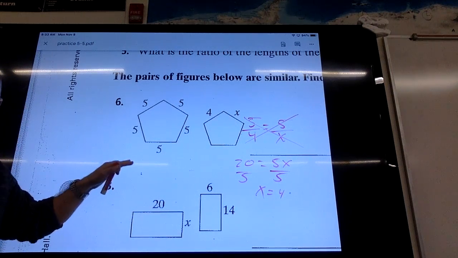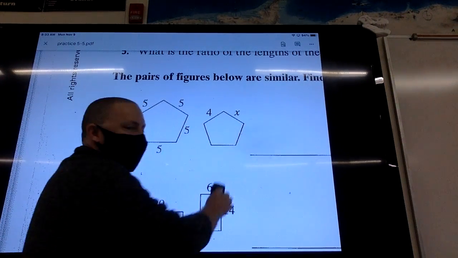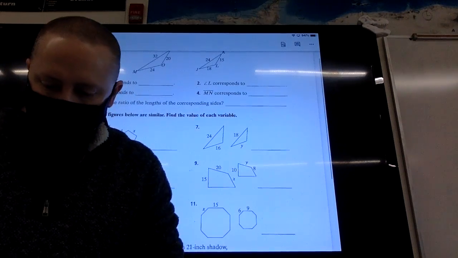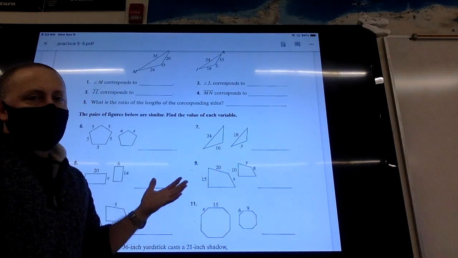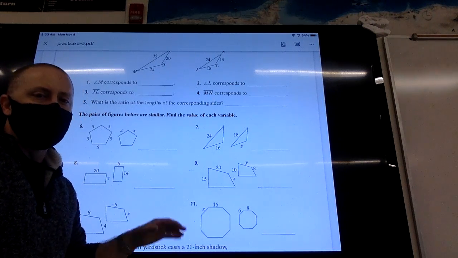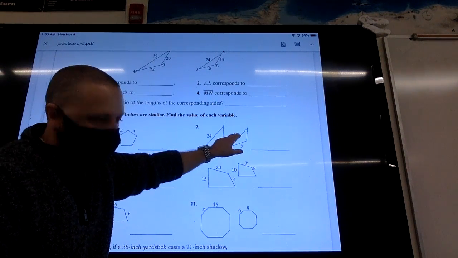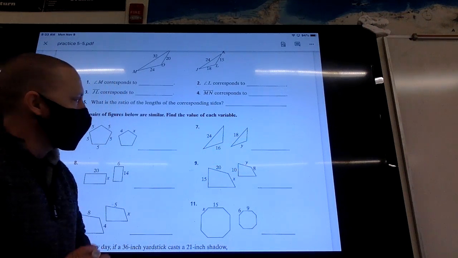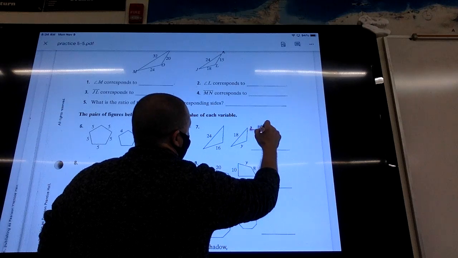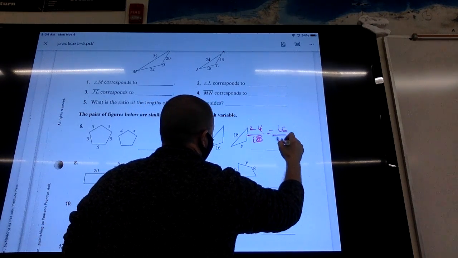Once you've done that, it shouldn't be that big of a deal to extend the same idea to the rest of the problems underneath it. They work the same way. In this one there's y, so you have to set up a proportion. The easiest way to do this is using the corresponding sides. Again, 24 over 18 equals 16 over y, and then you cross product and go from there.